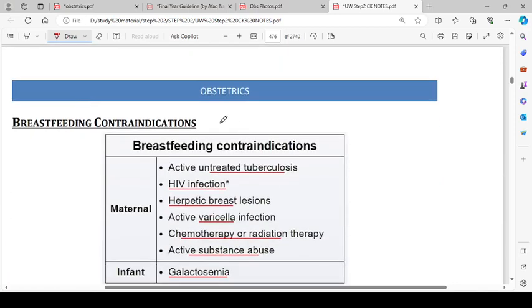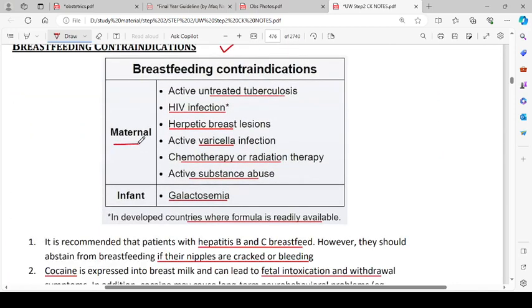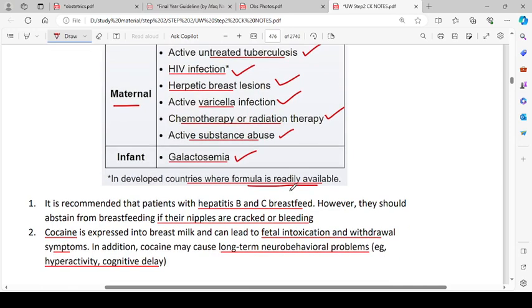Then breastfeeding contraindications. The maternal contraindications include active untreated tuberculosis and HIV infection in developed countries where formula is readily available. But in underdeveloped countries, the mothers should take antiretroviral therapy with continuous breastfeeding. Then herpetic breast lesions, active visceral infection, active varicella infection, chemotherapy or radiation therapy, and active substance abuse. The infant contraindication is galactosemia. If the infant has galactosemia, we can't breastfeed the child; we have to give them galactose-free formula.